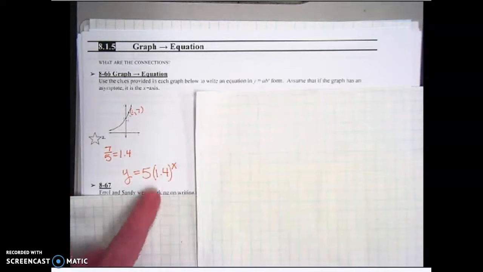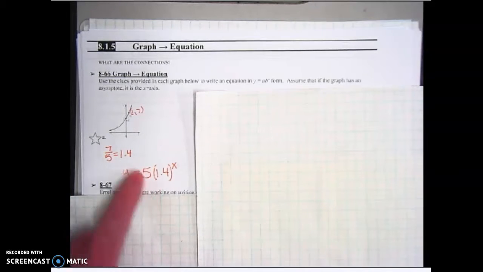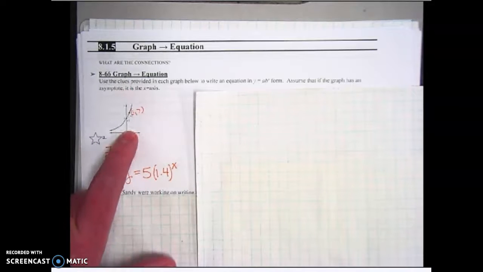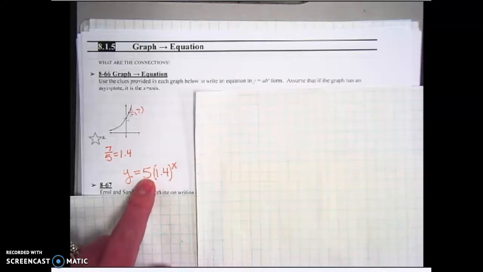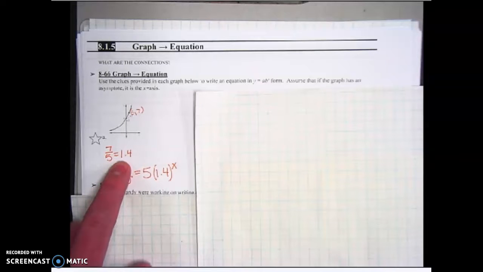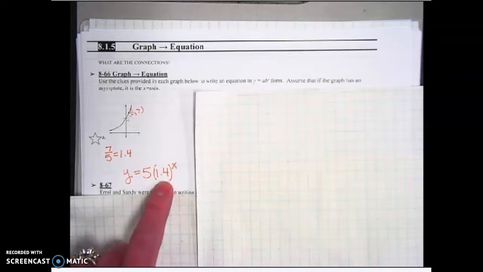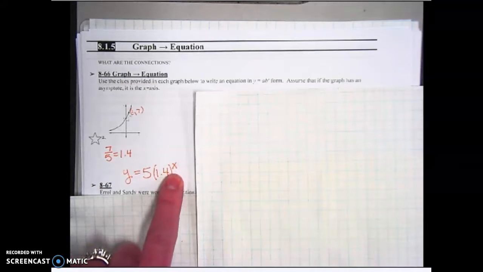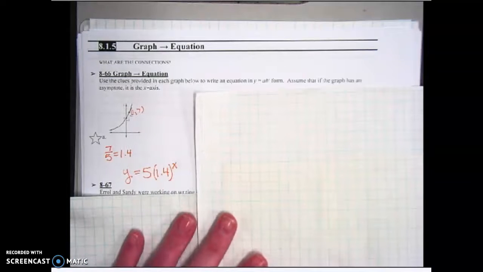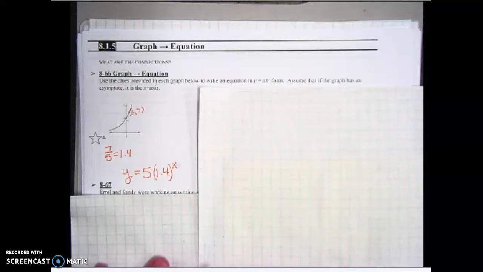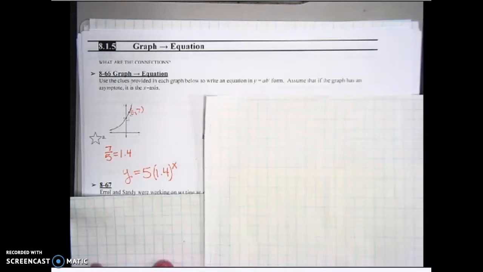So here's how your numbers get plugged in. The 5, where it's crossing the y-axis, goes in for the a. And the 1.4, which is our calculated growth rate, goes in for the b. And it's always to the power of x. Okay, that's going to give you that exponential growth. All right, let's look at part B.